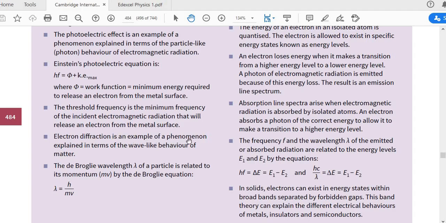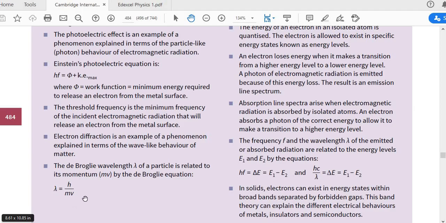Electron diffraction is an example of a phenomenon explained in terms of the wave-like behavior of matter. We will see those details. The de Broglie wavelength, even though it's spelled B-R-O-G-L-I-E, you pronounce it as Broglie. The de Broglie wavelength of a particle is related to its momentum mv by the de Broglie equation. So the de Broglie equation is lambda equals h over p, where p is the momentum.